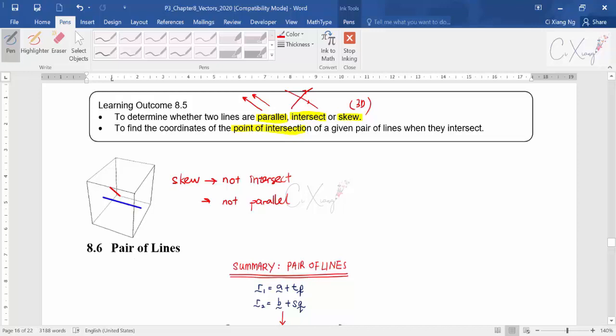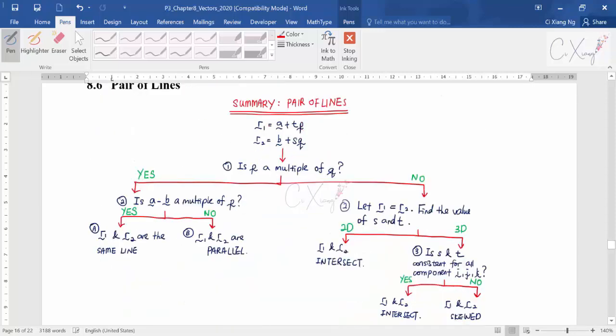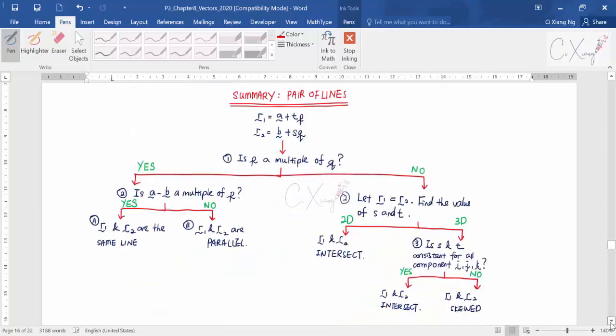So we need to know how to determine all this. Actually, there's a process for you to go through, if you want to know the exact process. Here I have drawn a summary. If you have time, you can pause the video here and copy this summary into any part of your notes which is easier for you to refer to.